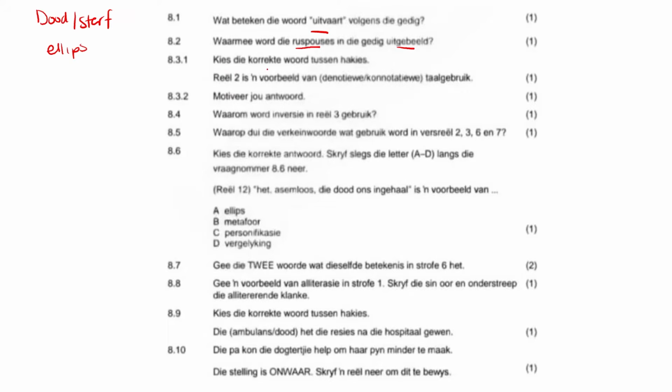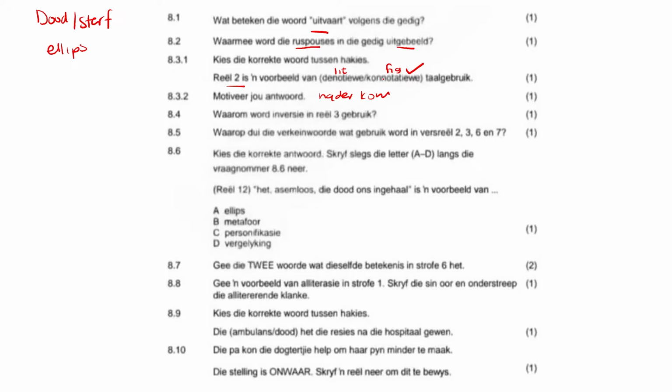8.3.1. Kies die korrekte woord tussen hakies. Reël 2 is 'n voorbeeld van denotatiewe of konnotatiewe taalgebruik. Remember, denotatiewe is literal and konnotatiewe is figurative. So, reël 2 is an example of konnotatiewe taalgebruik. Motivate your answer. It just shows that the daughter's death is coming closer and closer. Her death is coming closer.